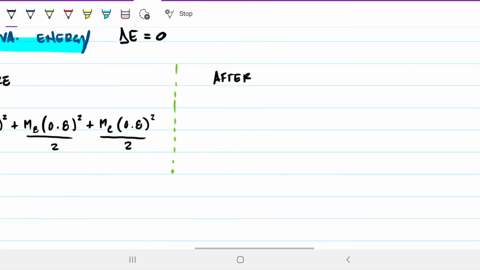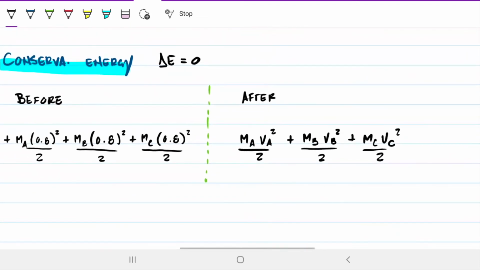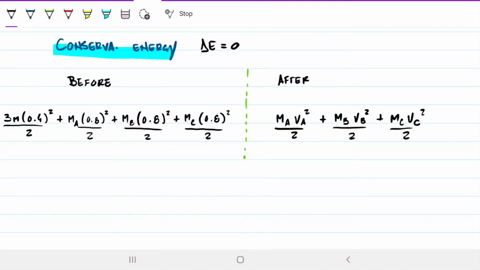Well, afterwards what we have is the mass of A times its acquired velocity squared over 2, plus the mass of B, its new acquired velocity squared over 2, and mass of C over 2, right? And all the masses are the same. They are all identical spheres. Everything has 2 dividing, so we might as well simplify things.